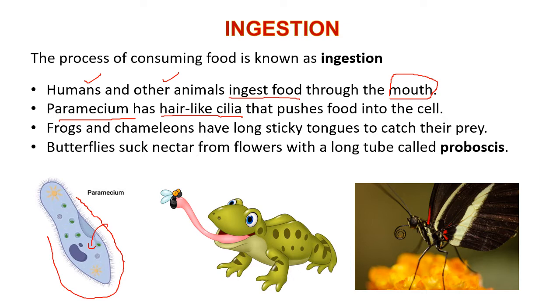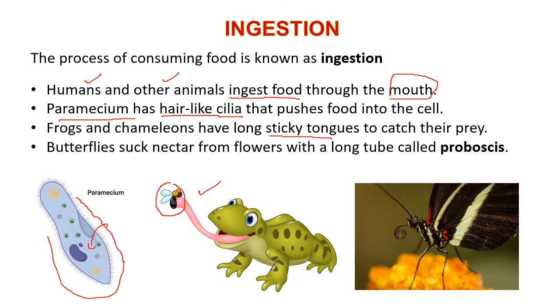Now, if you see this type of frog and chameleon type of animal, who have very long and sticky tongues, they catch their prey like some bees or flies with the help of their long and sticky tongues, and then they eat it.